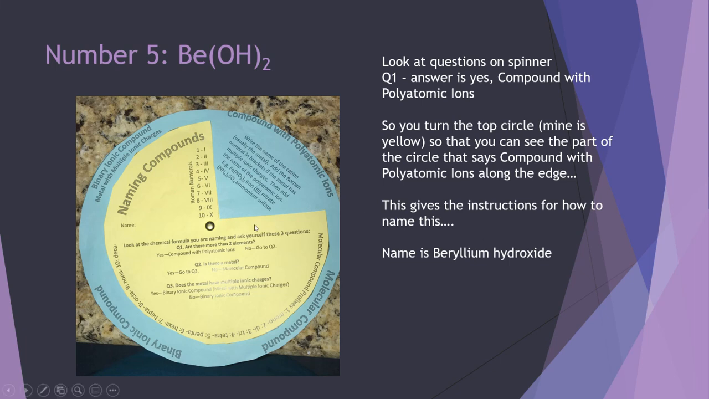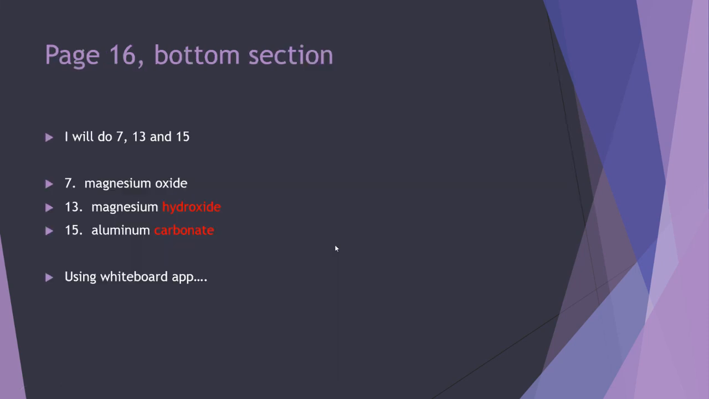So this is how we're going to be using this naming spinner. If this is helpful to you, use it. If it's not helpful to you, don't use it. We haven't covered molecular compounds yet, and we will be doing that next week. And that may have this come in more handy then.